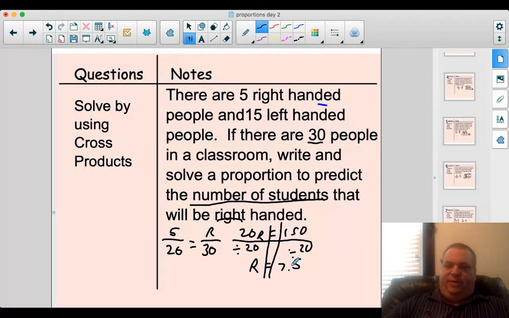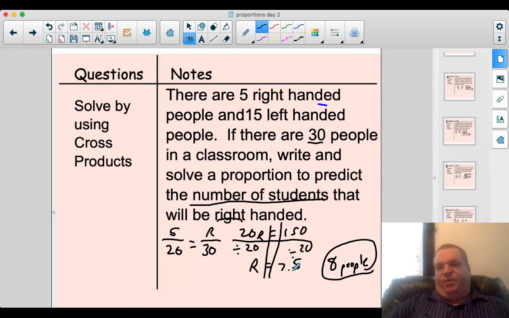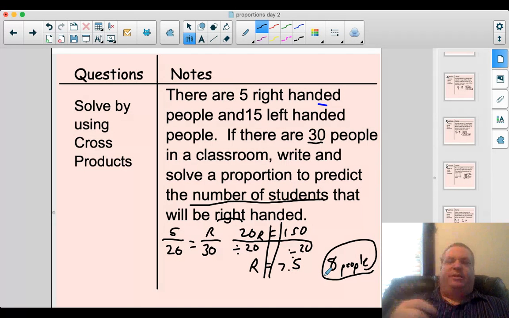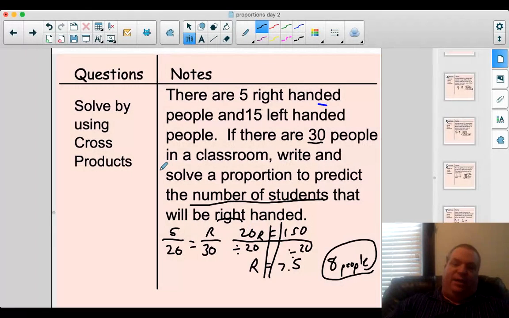So 7.5, if I round this to the nearest whole number, 0.5 means I round up. We could say 8 people. So you might guess 8. You might also guess 7. It's just as close to 7. But following our rounding rules, we would round that up to 8 people. So a good guess would be 8 students will be right-handed. Guessing 7.5 is not a good guess, because that's not a possible answer.